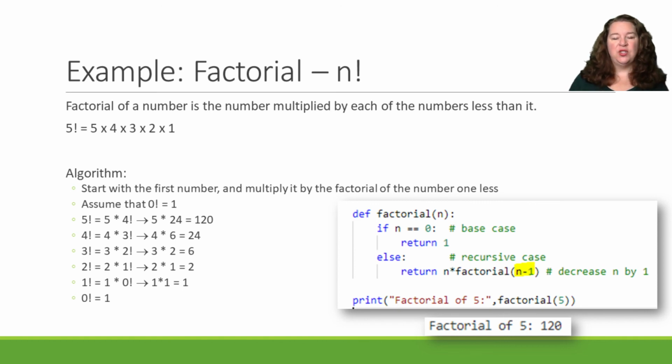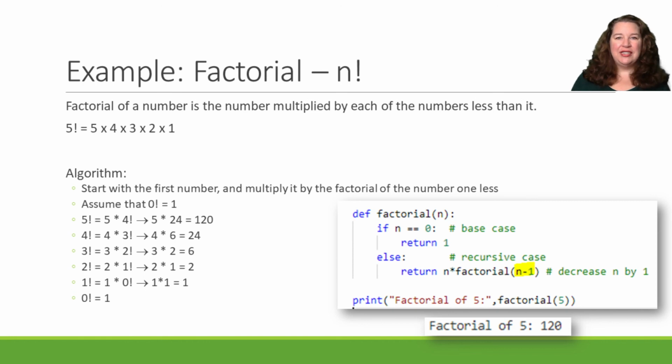So n minus 1. We're going to decrease by 1. So when I'm doing factorial of 1, I'm going to return 1 times factorial of 0. Factorial of 0 was 1. We already set that as our base case. In this case, when we do factorial of 5, it's going to take 5 times the factorial of 4, factorial of 3, factorial of 2, factorial of 1, factorial of 0, and then it'll come back up and get you your 120.